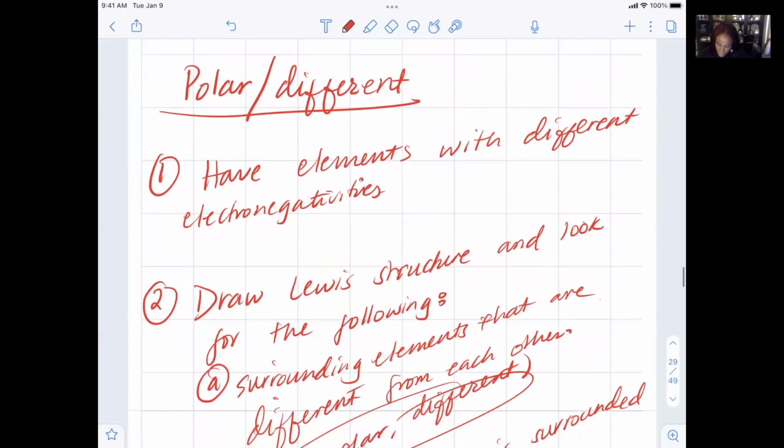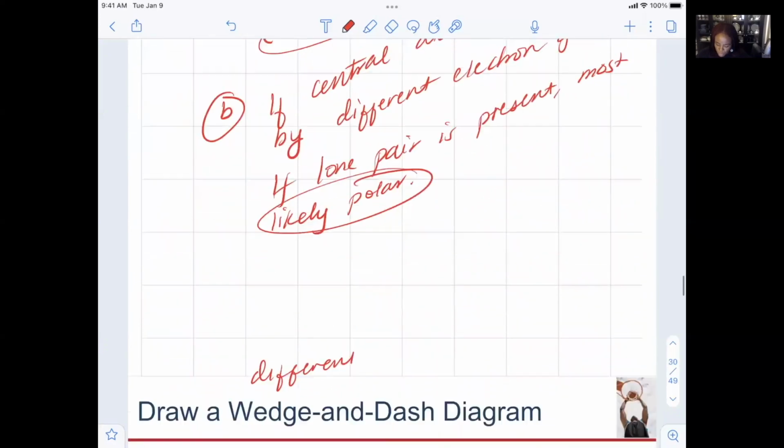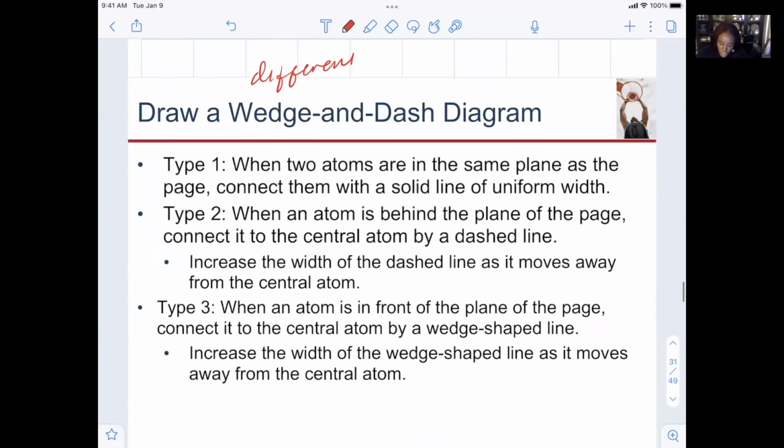Okay. So here are the rules. Please feel free to review. And then here they're showing you how to get the molecule in 3D.